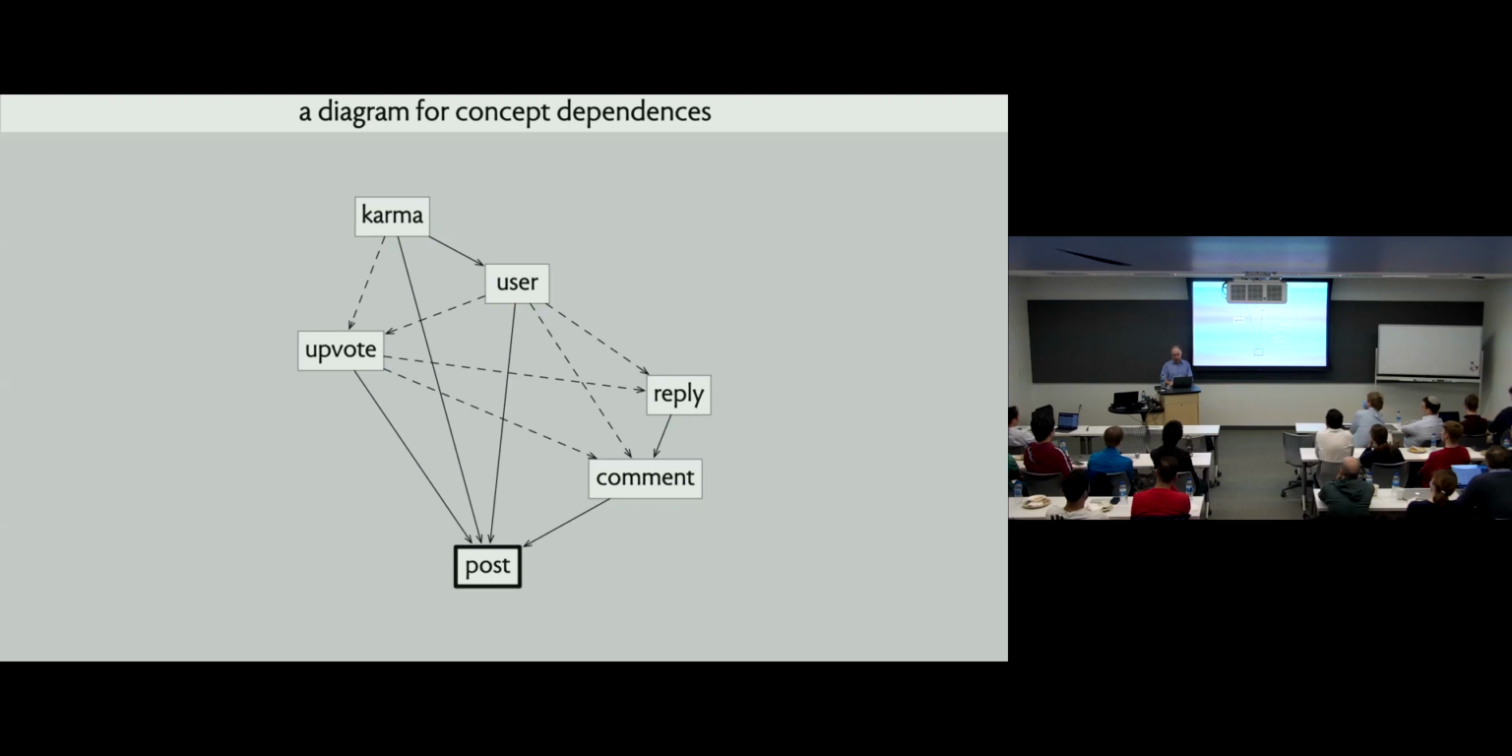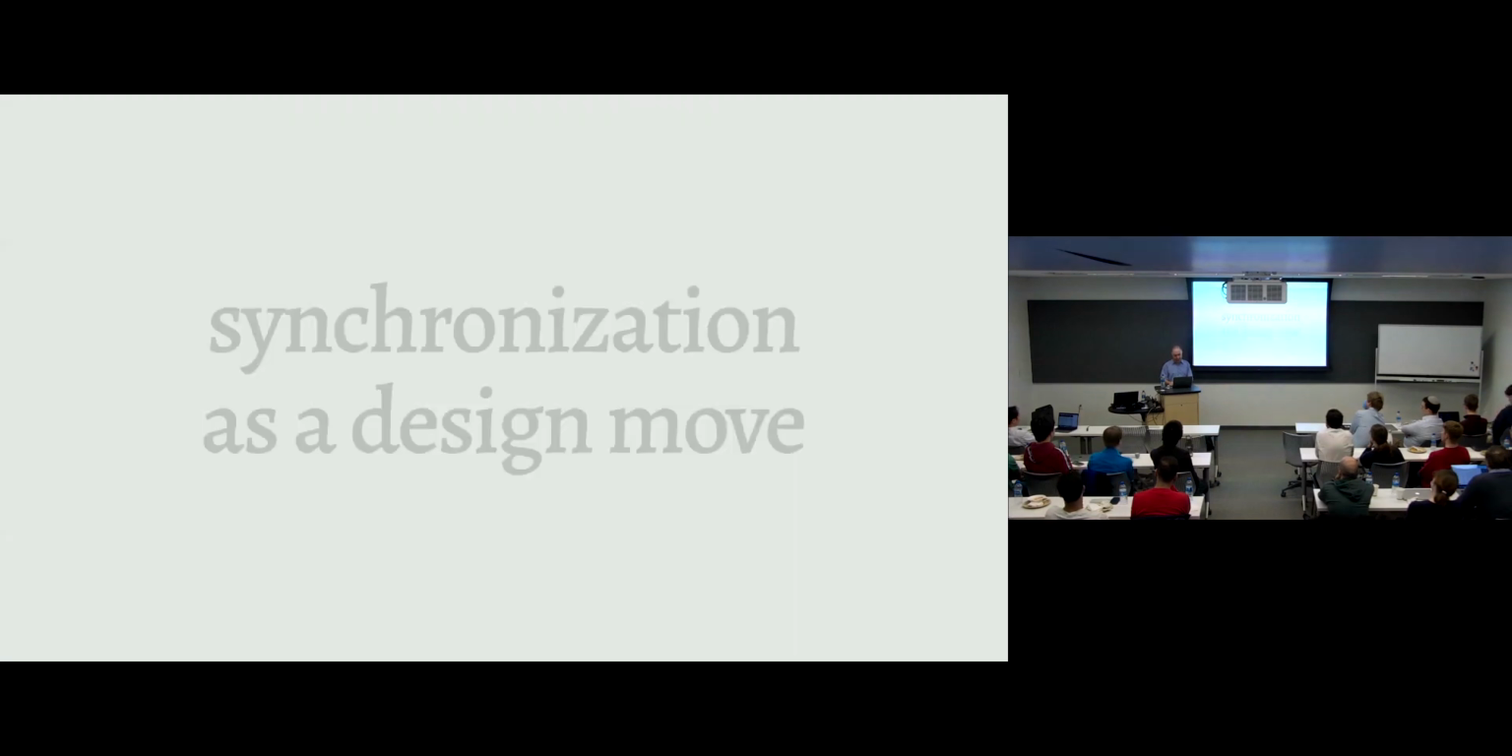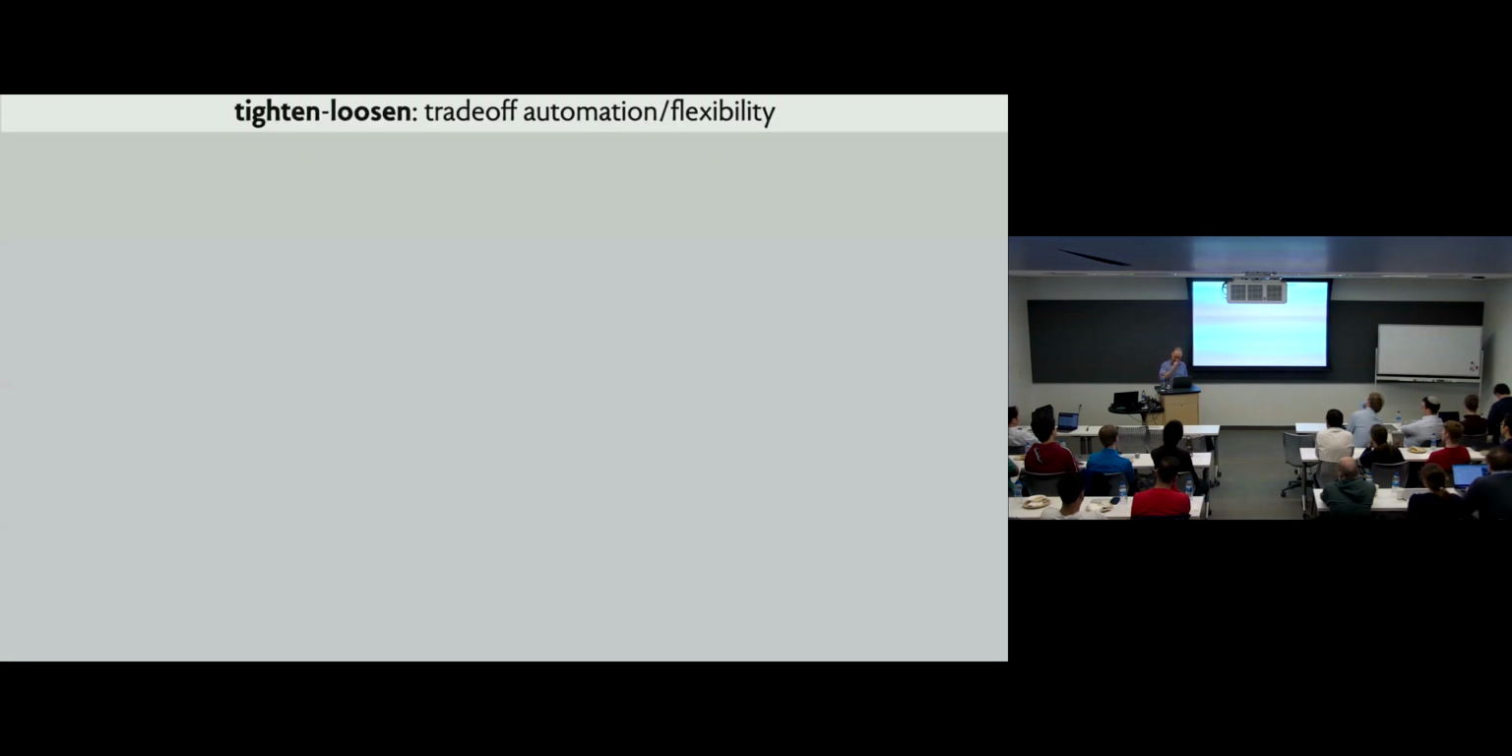Now, one of the things that I find interesting about synchronization is that it can be seen as a design move. So I've sometimes tried to formulate the way you think and what I do when I'm trying to pursue a conceptual design in terms of different moves you can make. And I wrote a paper a while back that identified 3 key pairs of moves. And one of them is what I call tighten, loosen. And basically the idea is that when you have 2 concepts, you can tighten or loosen the synchronization between them. And that essentially involves a trade-off between automation and flexibility.